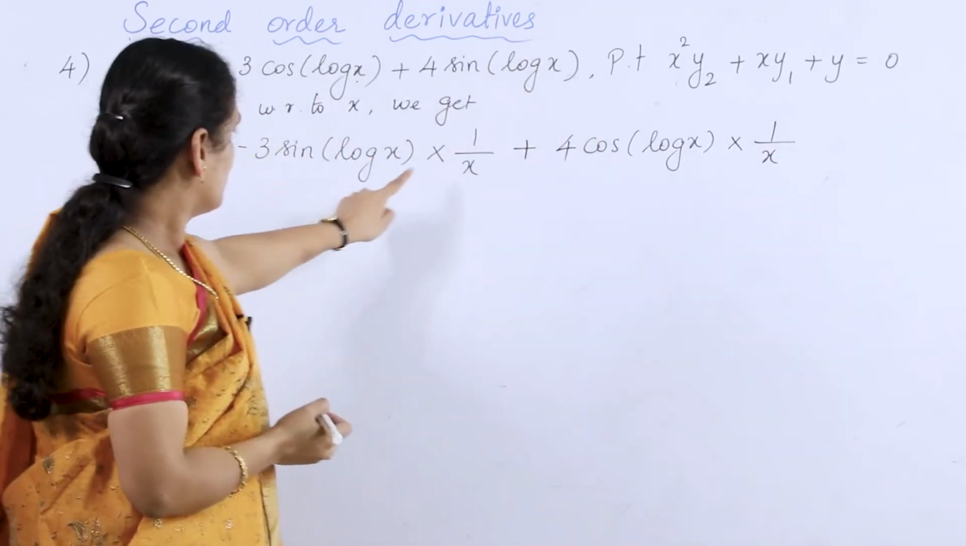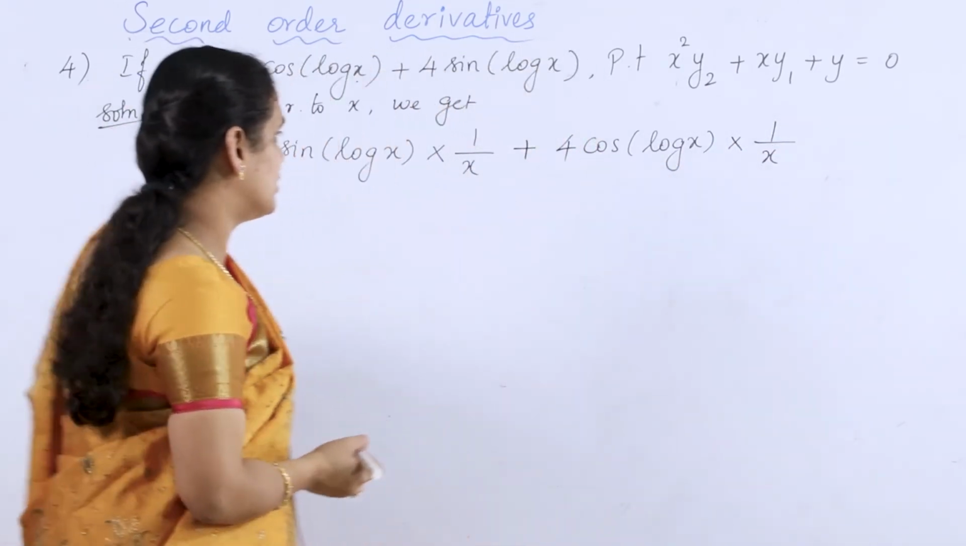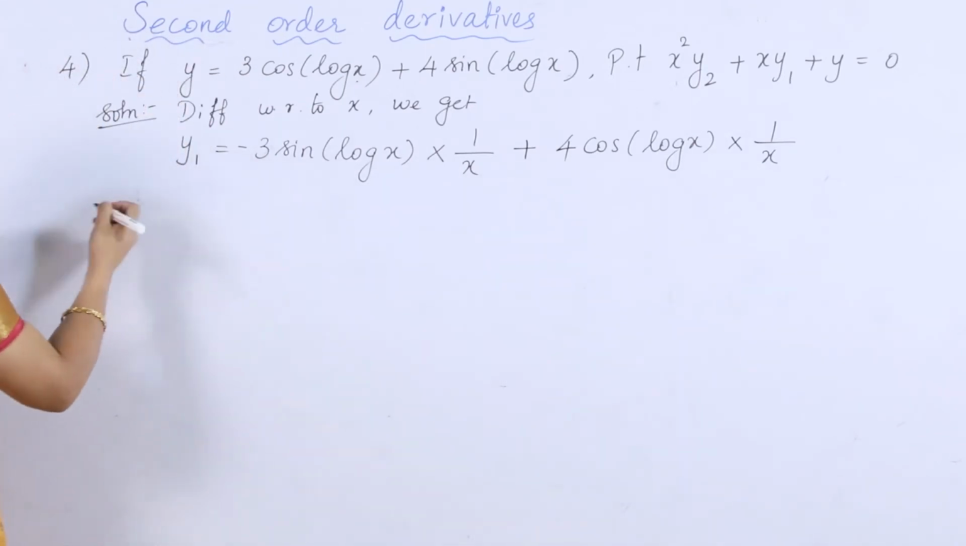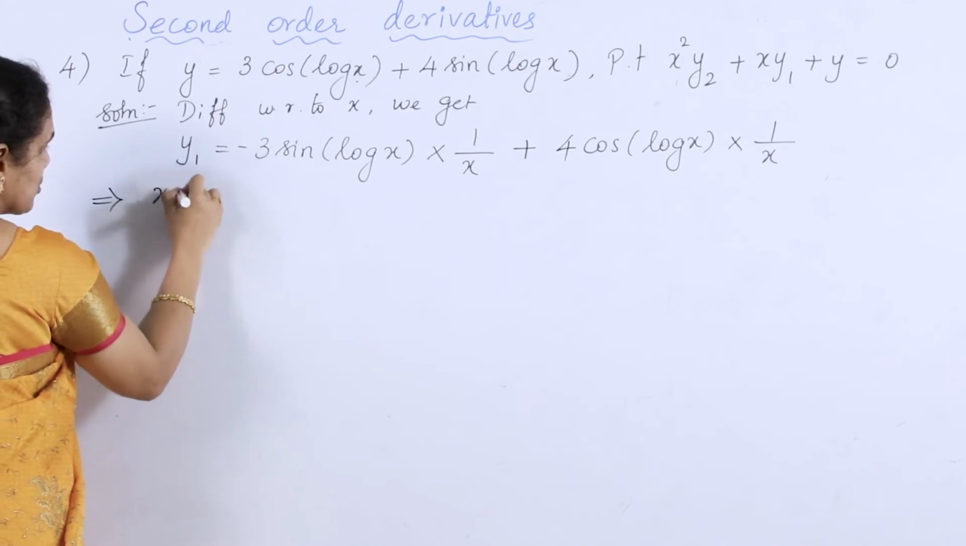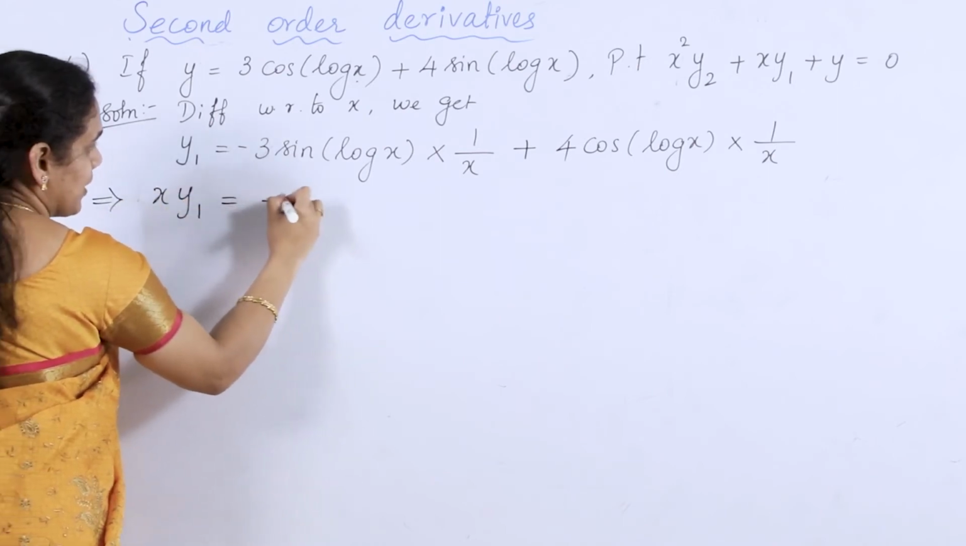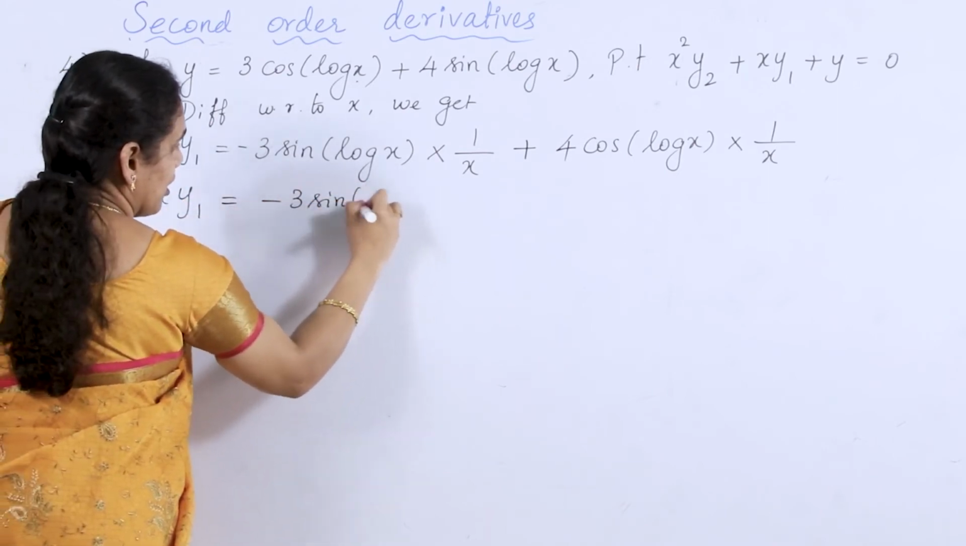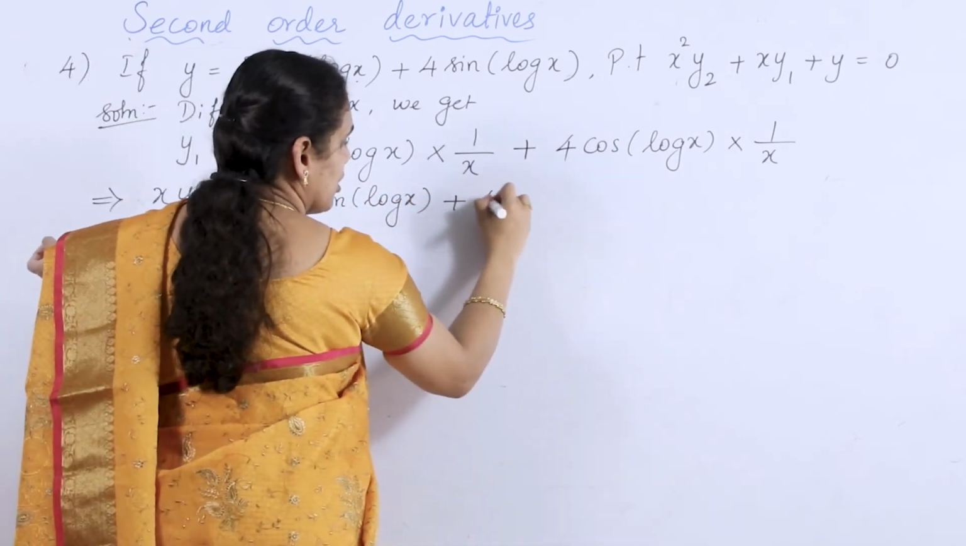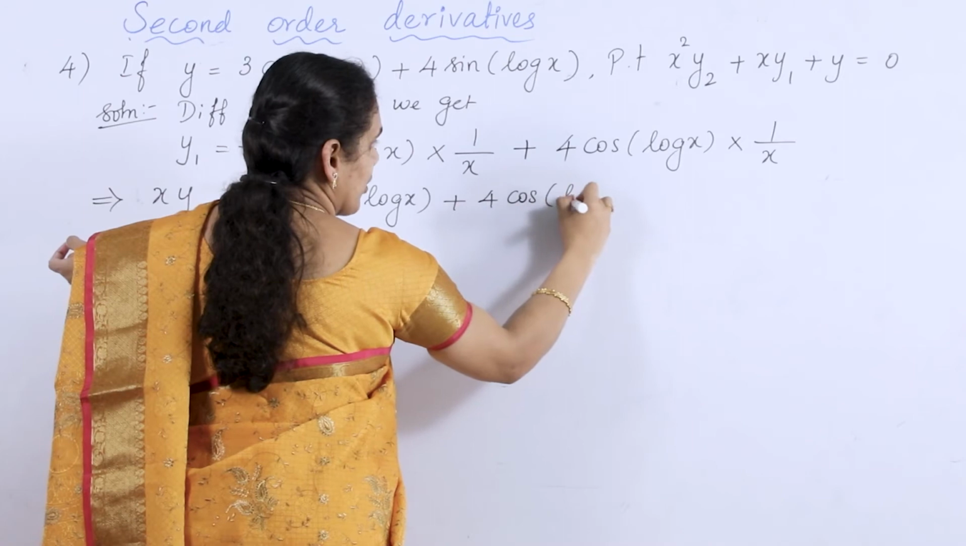Here x is in the denominator for both the terms, so we can take it as a common denominator and I will bring it to the left side. So it will be x y1 is equal to minus 3 sin log x plus 4 cos log x.